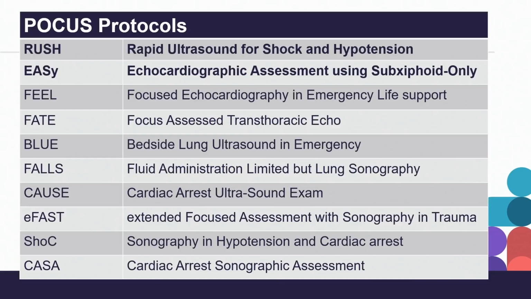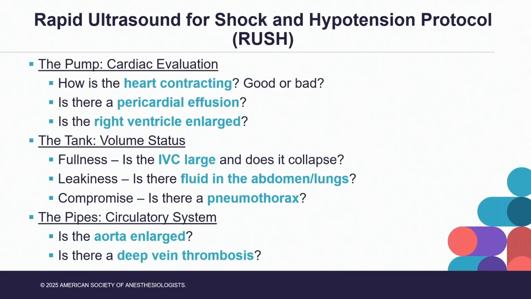I know this is a busy slide. It's just to show you that there are many POCUS protocols that are available. The two listed at the top that are in bold are some of my favorites: RUSH, the rapid ultrasound for shock and hypotension, and the EZ echocardiographic assessment using subxiphoid only. I think it's more important that you have a systematic approach when you're going to the bedside to evaluate your patient who's hypotensive than it is which protocol you use, but many of these protocols are helpful.